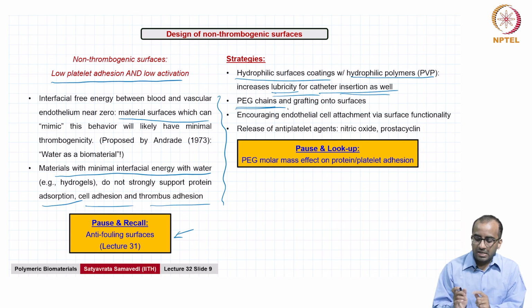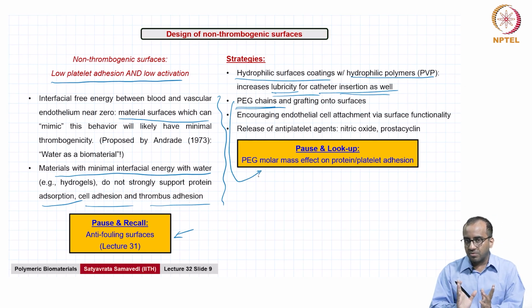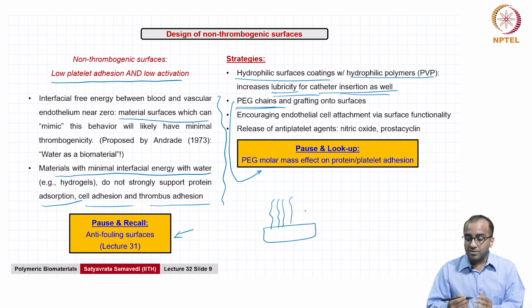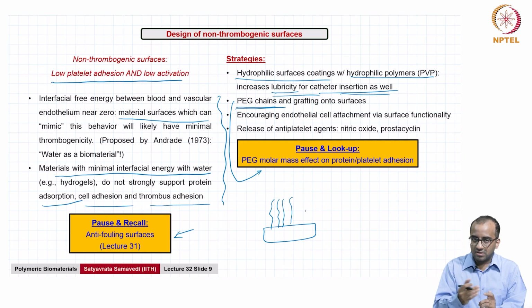A closely related idea is something that I would encourage you to pause and look up, and this has to do with the structure property function relationship in the context of PEG. It turns out that the molecular weight of the PEG chain that you are grafting onto a surface is going to have an effect on its ability to effectively resist protein or platelet adhesion. So, if you have chains that are very short, that is not going to be effective because proteins can still find their way through.